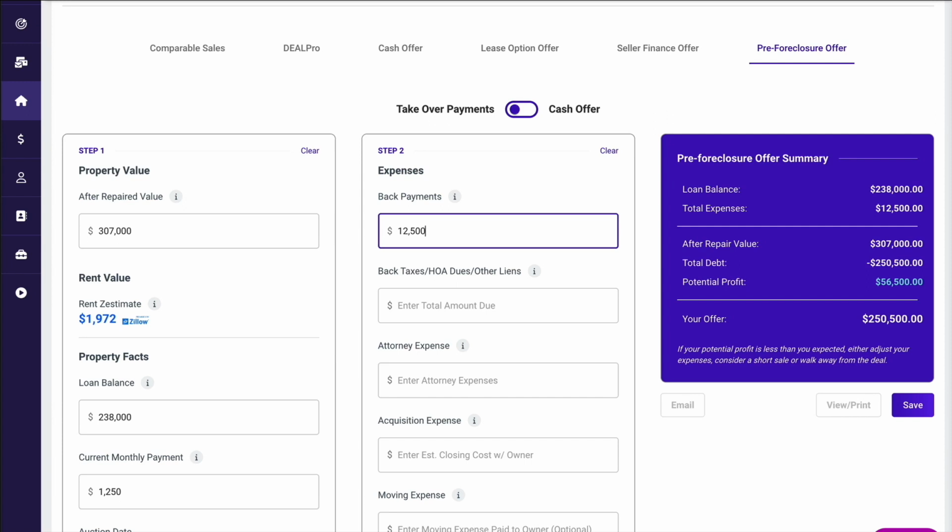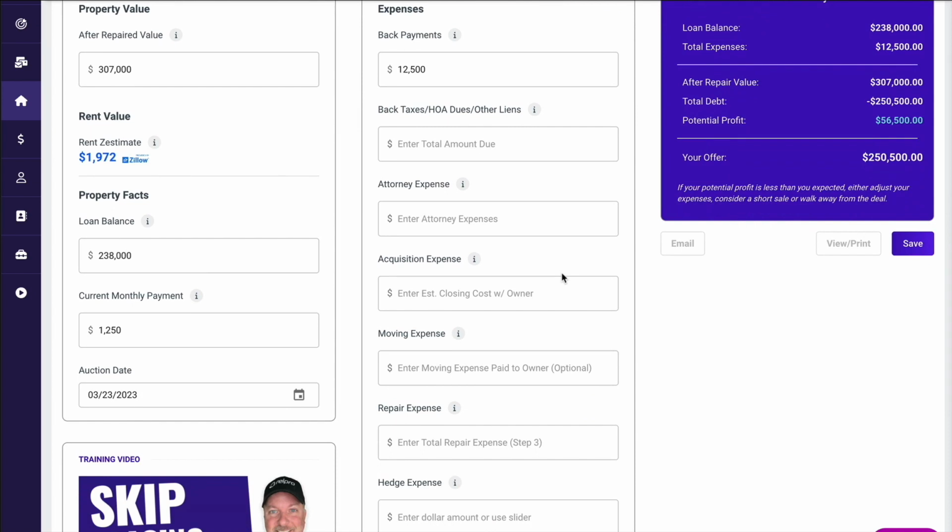Now, if they're behind on payments, could they be back on taxes or HOA liens? So you definitely want to verify what other debts are owed on this property. In this example, we're going to leave that blank. Now, generally with any kind of agreement, and this is really going to be a seller finance agreement, I usually have an attorney draw up my seller finance agreement, and what I am charged is $500. Now, that could vary depending on what attorney you use, where you are located, and so forth. They could go all the way up to $3,500.